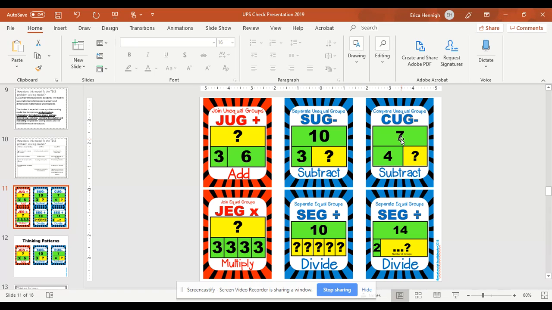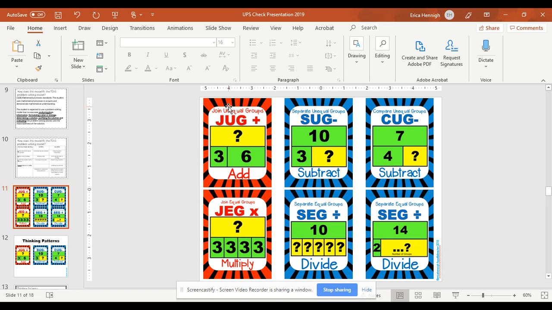And so I'm comparing 7 to 4 to find the difference. That thinking pattern is called CUG. This one is SUG, this one is JUG, but I don't have the kids call them by those names so much. I have them say the actual words. We're joining unequal groups, separating unequal groups, or comparing unequal groups.